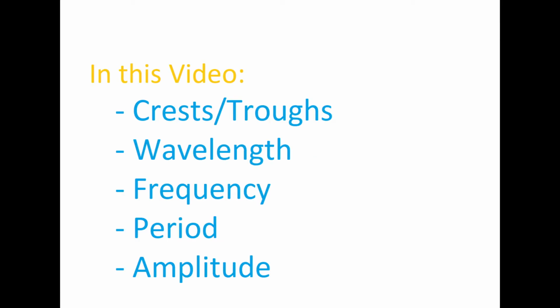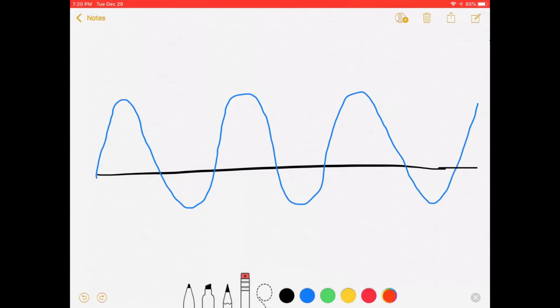In this video, we're going to be talking about properties of waves. Below, I've drawn a sample wave. With every wave, you're always going to have the highest value of the wave, or the topmost part of the wave, and that part of the wave is called a peak. Likewise, you're also going to have a bottommost or lowest value of a wave, which is called a trough.